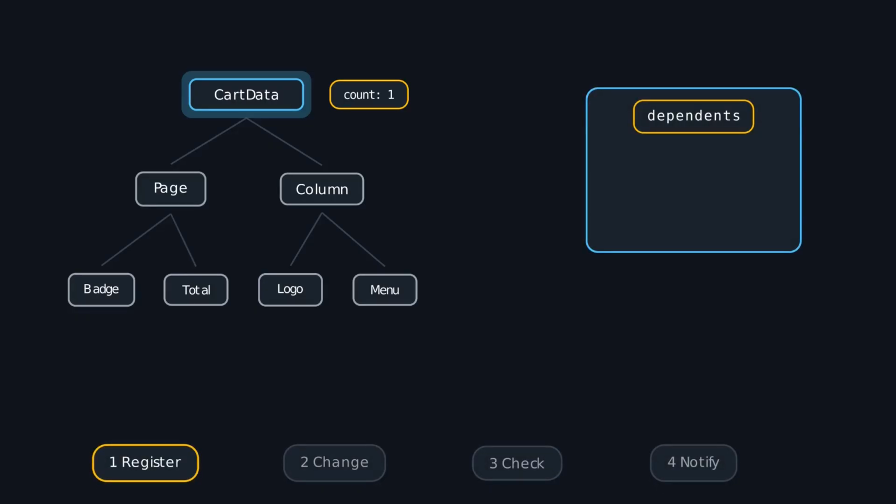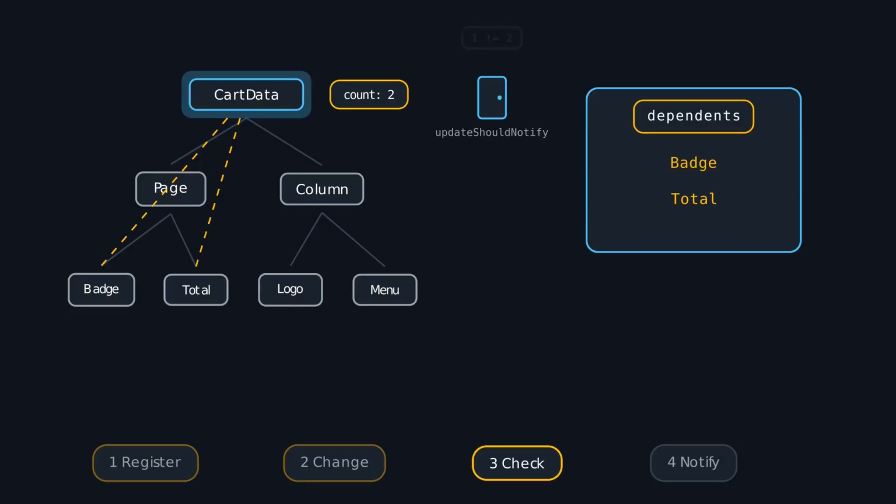Let's put the whole machine together, the full life cycle, in 4 steps. Step 1. Register. A widget calls of(context). Under the hood, dependOn does 2 jobs. It returns the data and it registers that widget in the inherited widget's private guest list, called dependents. Step 2. Change. Someone above rebuilds the inherited widget with a new value. Step 3. Check. Flutter calls updateShouldNotify, comparing old and new. Our bouncer says true. Step 4. Notify. Flutter walks that guest list and marks only those widgets for rebuild.